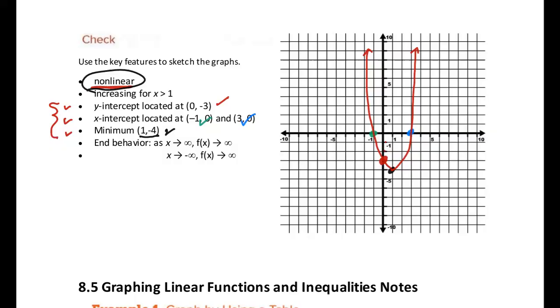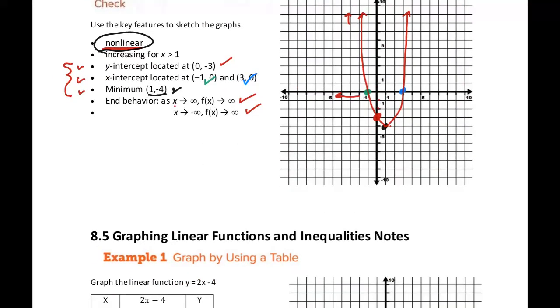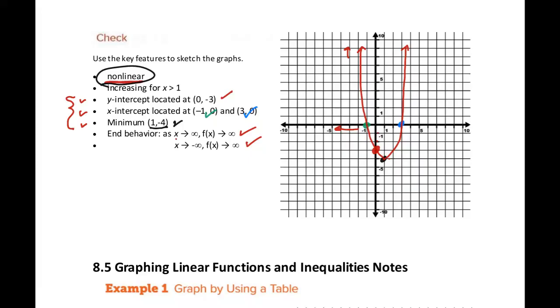Now, let me check a couple of other things. As x goes to positive infinity, as it goes to the right, my graph is going to positive infinity. Yeah, that works. As x goes to negative infinity, my graph goes to positive infinity. So as I get to the left, my graph is going up. Yes, that works too. It's nonlinear, and where x is greater than 1, so right here, it is increasing. Okay? All right. So that is all the notes that we have today.